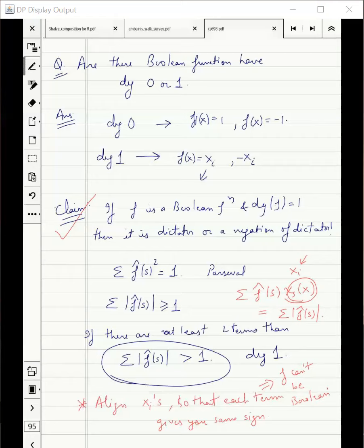Okay, good. So now we know that the only functions which have degree 0 are constant functions, and the only functions which have degree 1 are the dictator or negation. But this feels like cheating, right? Why does it feel like cheating? Anyone?